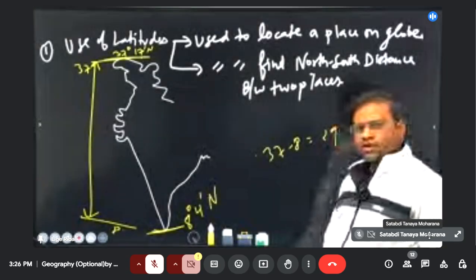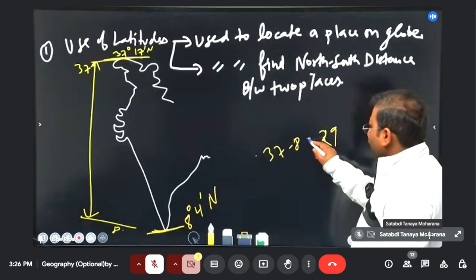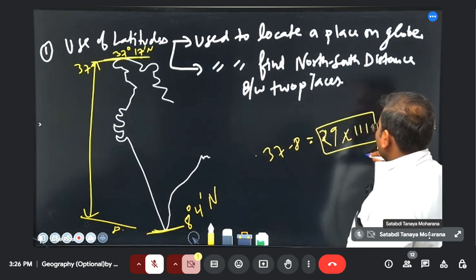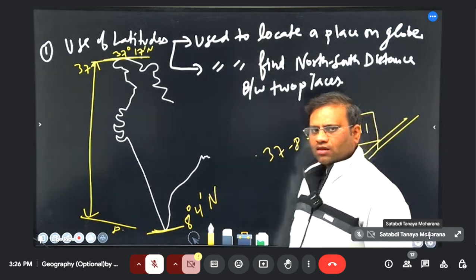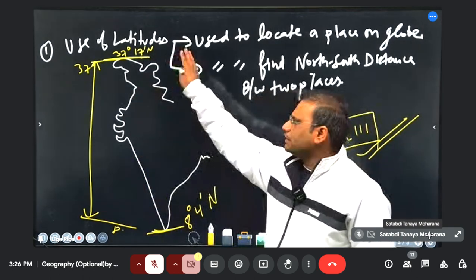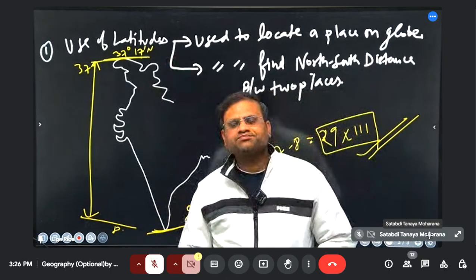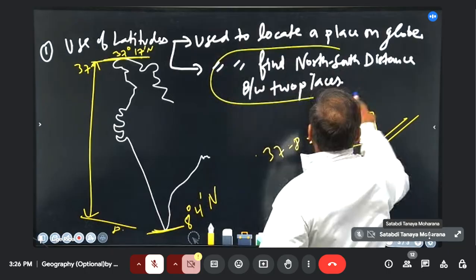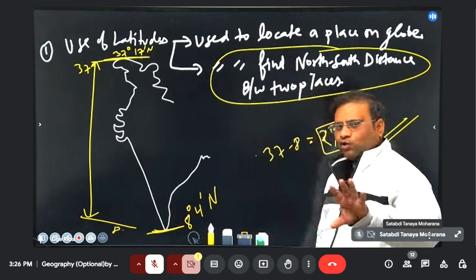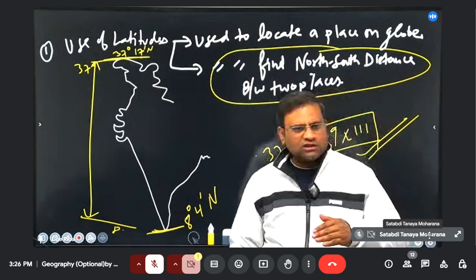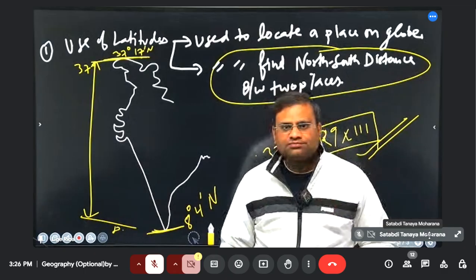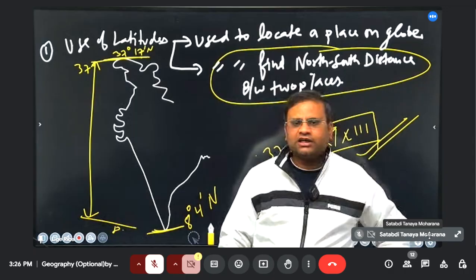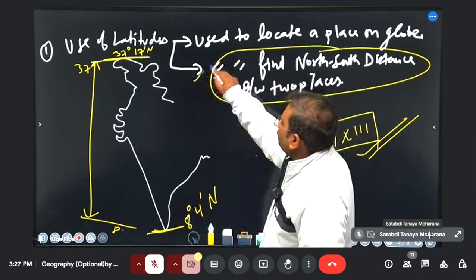Between two latitudes, there is a distance of 111 kilometers. So multiply 29 by 111. It will give you the answer: 3,214 kilometers, the north to south extent. So definitely we can find the north-south distance between two places if we know the latitudinal position. Like the difference between Bhubaneswar, Kolkata, Chennai, Delhi, the vertical north-south distance we can calculate. So this is the meaning of this.